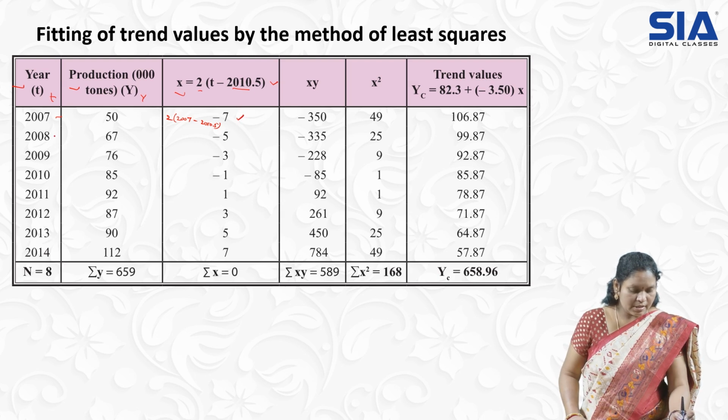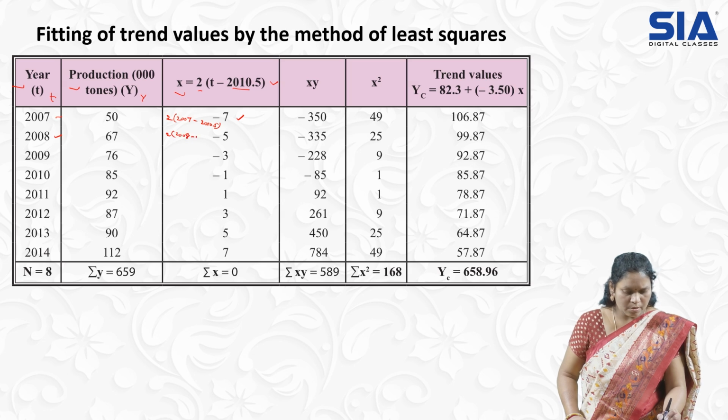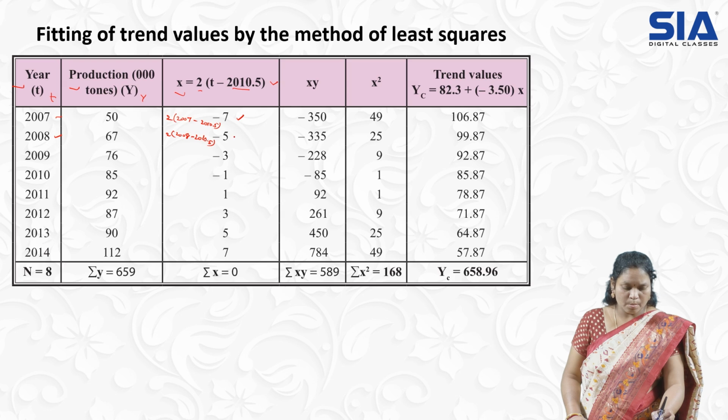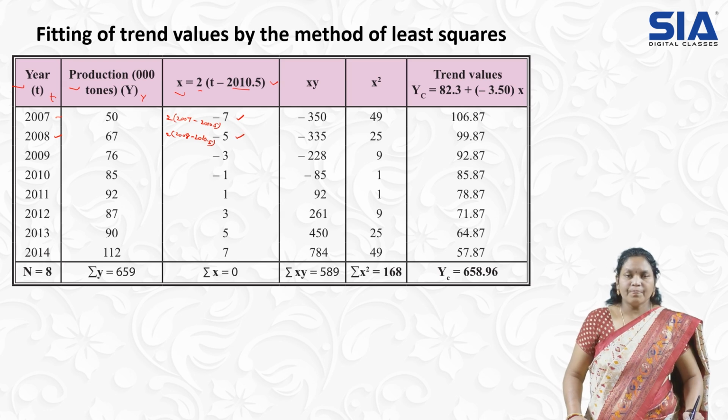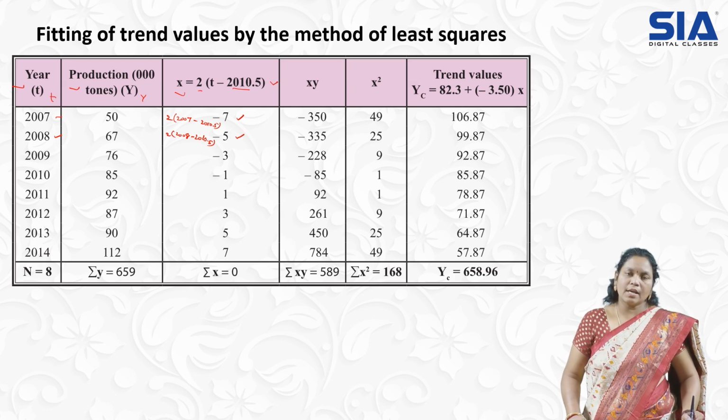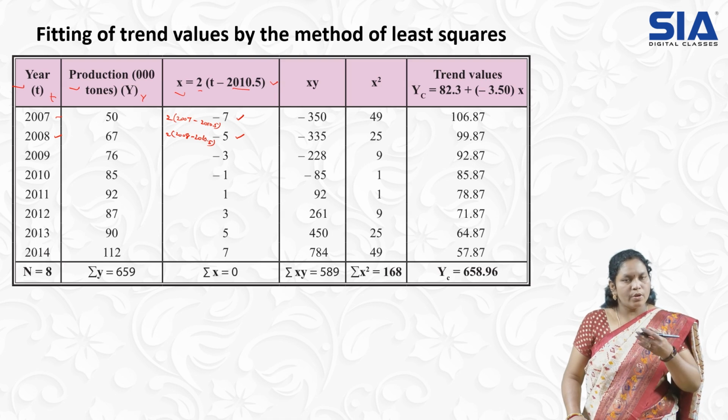Next year you have to consider t as 2008. So 2 into 2008 minus 2010.5, so you'll get the answer as minus 5. In this way, we'll break the tie for even numbers and we'll obtain the x values. Now like that you have to go on doing for all other years up to the last year.